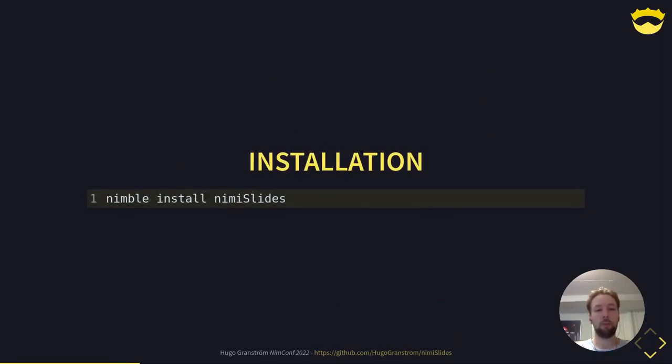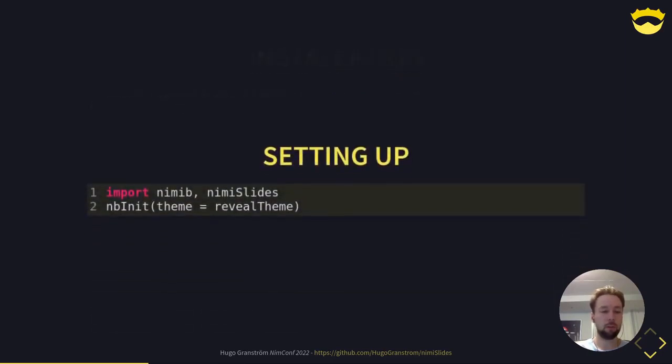And to install NimiSlides, you use Nim's built-in package manager, Nimble. Nimble install NimiSlides, and it will install all the dependencies for you. And then, if you want to use it in a file, you import nimib and NimiSlides, and then you do nbInit and set the theme to reveal theme. And then you will have it set up, basically.